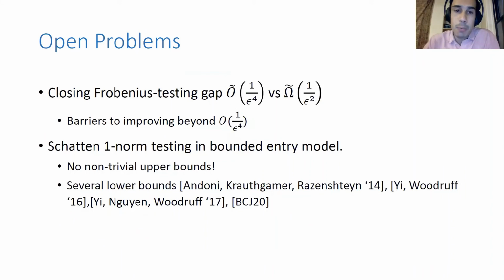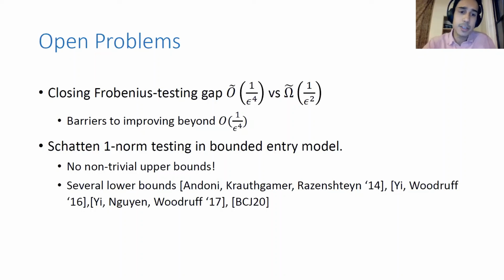I'll end with some open problems after having discussed this lower bound at a high level. The biggest open problem is to close this Frobenius gap problem. We have an upper bound of 1 over epsilon to the 4th, but the lower bound is only 1 over epsilon squared. And there seem to be key barriers to improving the upper bound. So there's some conjecture that the upper bound is not tight, but we'd have to overcome some barriers.